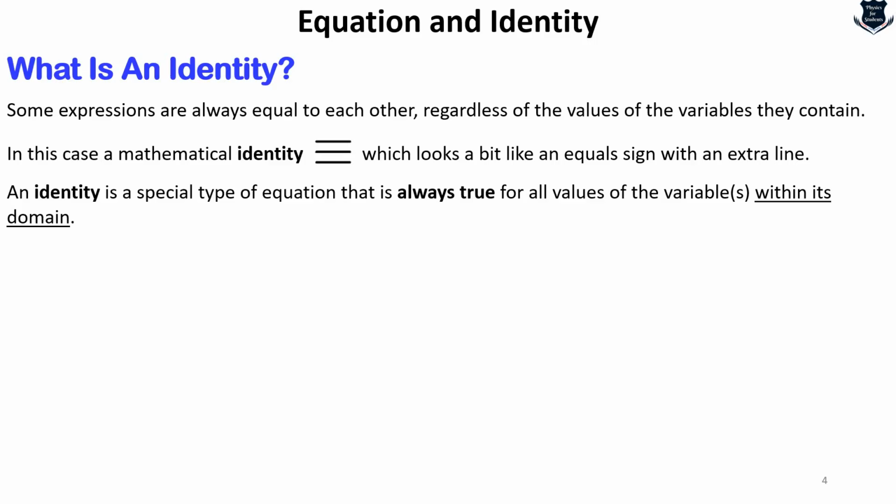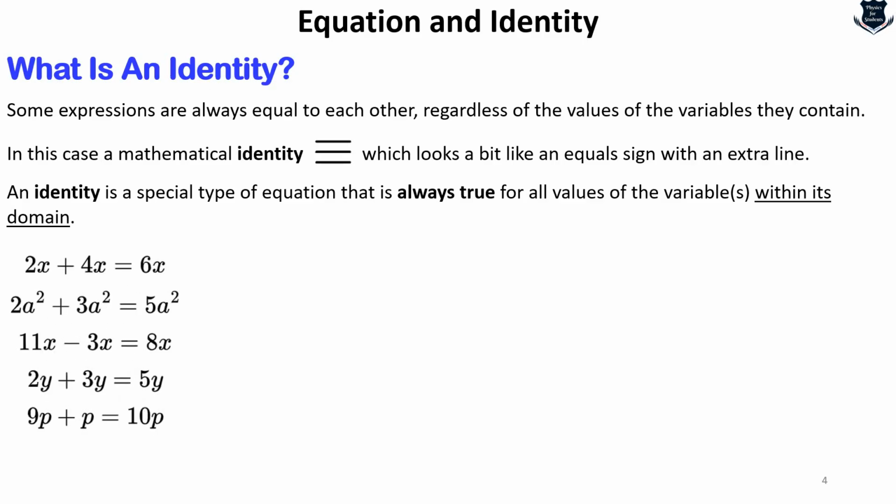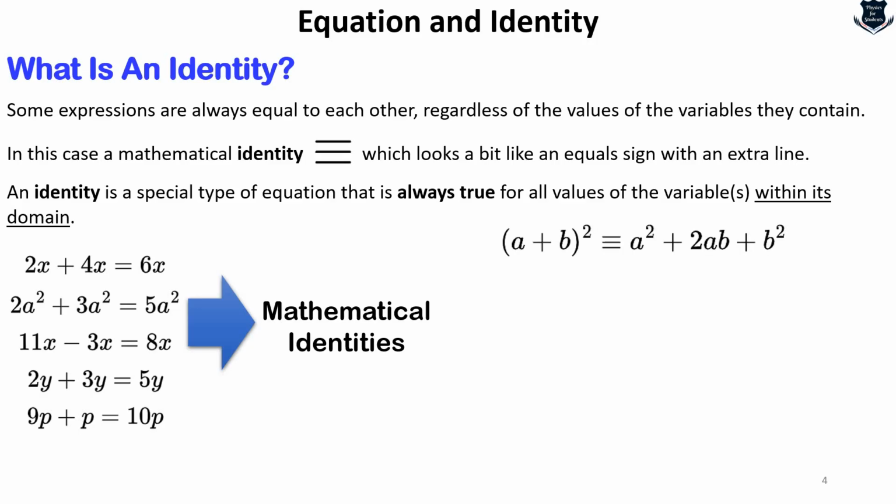Now, in an equation we said that it is true for specific values. Here we also say within its domain. So let us see some examples of mathematical identities. For example, 2x plus 4x equals 6x, 2a squared plus 3a squared equals 5a squared, and so on and so forth. So these are examples of mathematical identities. Typically we see this very simple one, (a plus b) whole squared equals a squared plus 2ab plus b squared, and this holds true for all values of a and b.